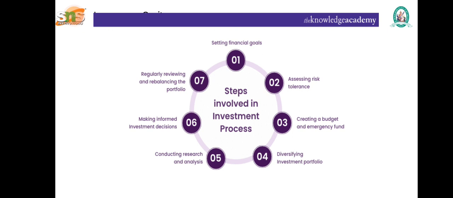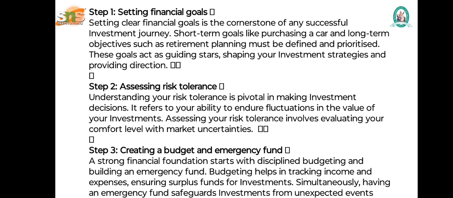Step one is setting up a financial goal. It includes clearly defining your investment objective, whether it's wealth accumulation or something else. The next one is assessing risk tolerance. In this, you have to understand your own risk tolerance level by evaluating your capacity and willingness to accept fluctuations in the value of your investment. Factors such as age, financial situation, investment experience, and personal circumstances influence risk tolerance.